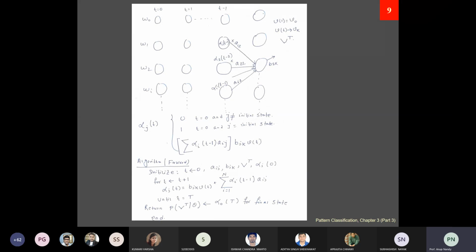Now vt equal to vk means that you are in a particular state at any time instance. It may be in w0, it may be w1, it may be w2, it may be wi, because at time t you are emitting an output symbol, that is vk. So what is the probability? The probability of emitting this output symbol vk at a given time t for a particular state w2 will be b2k. Okay, so that is the thing you need to understand.